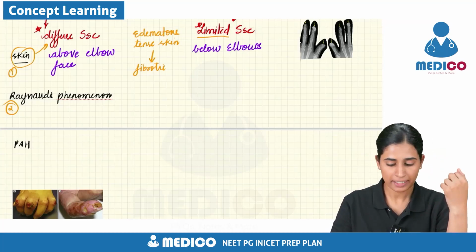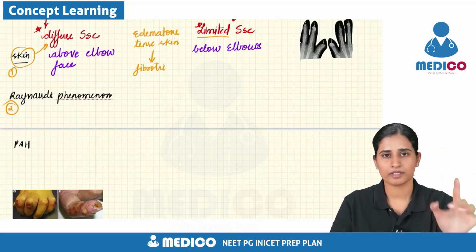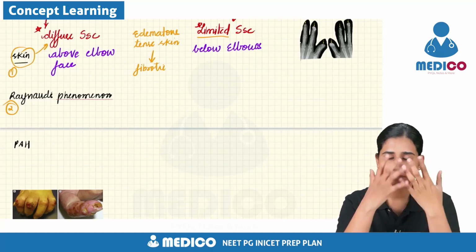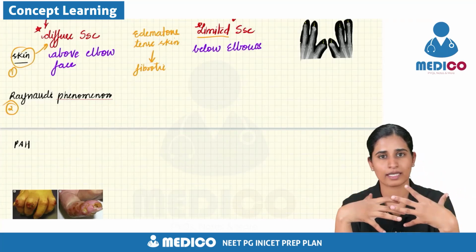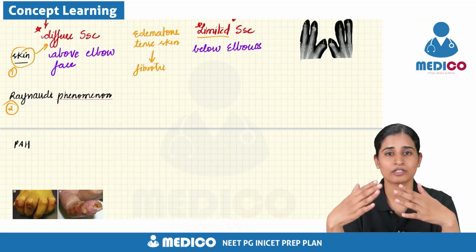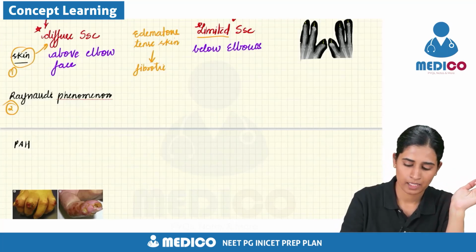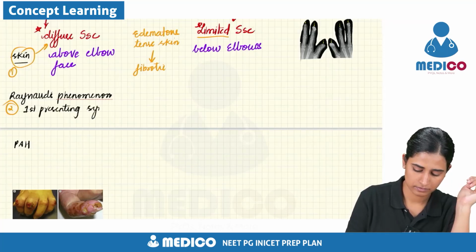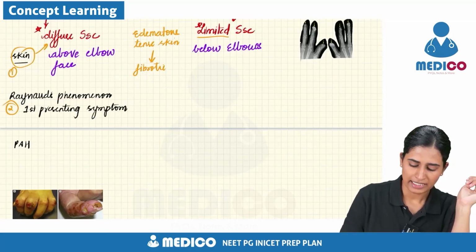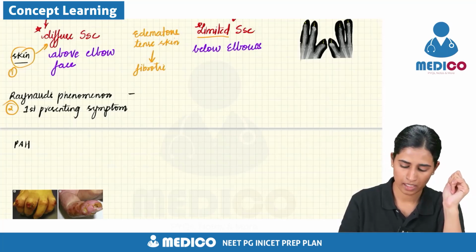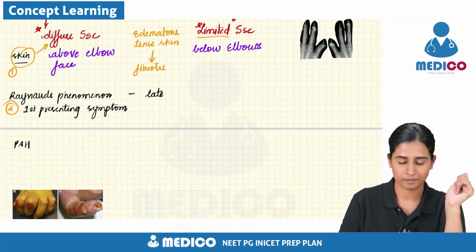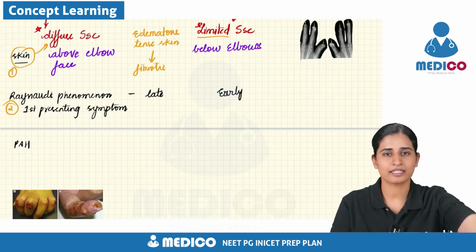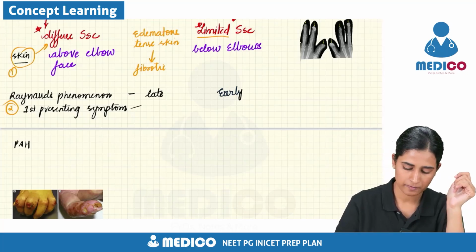Coming to the second difference, Raynaud's phenomena. Raynaud's phenomena is the first presenting symptom or sign of systemic sclerosis. Before the skin changes and before any organ involvement, the patient will have Raynaud's phenomena for years. So this is the first presenting symptom. In diffuse sclerosis, it is a bit late, whereas in limited, the presentation is a bit early, the first presenting symptom.